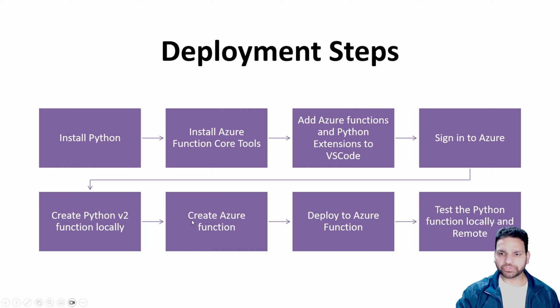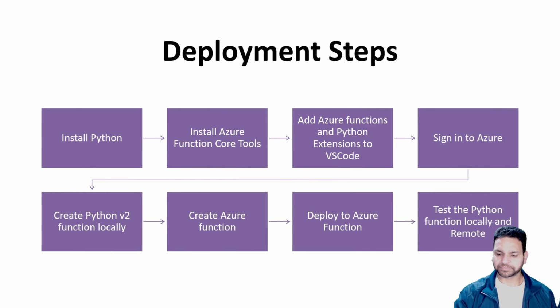Afterwards, through the VSCode itself, we'll create the Azure function, which will be in the Azure. And later the Python code which is created here locally will be deployed into the Azure function. And finally, we'll test the Python function locally as well as in the Azure Functions app. Now I'll go to the lab and show all these steps practically.